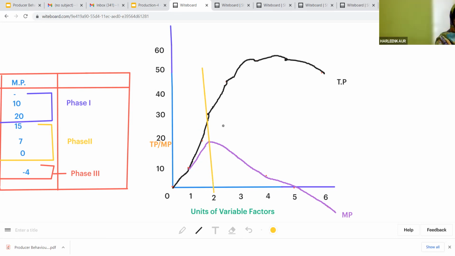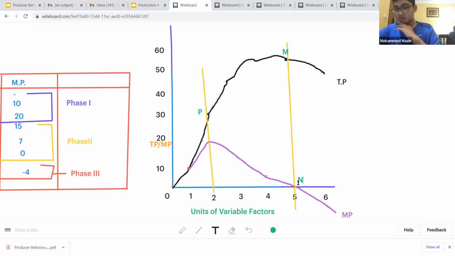So this is our phase one. After that, we have phase two, where MP is 0. And now, this is the point P. This is the point M. And this is the point N. Okay? Yes. Okay. Are you able to understand this curve? How we have plotted this?